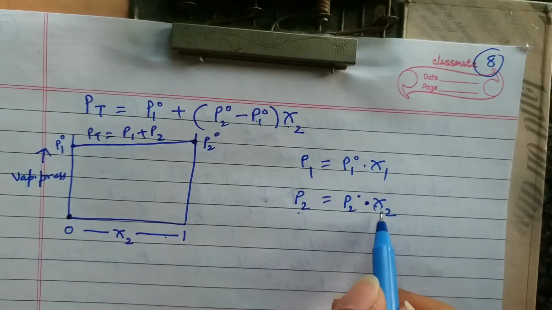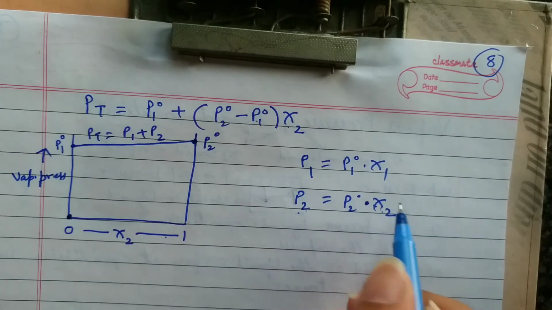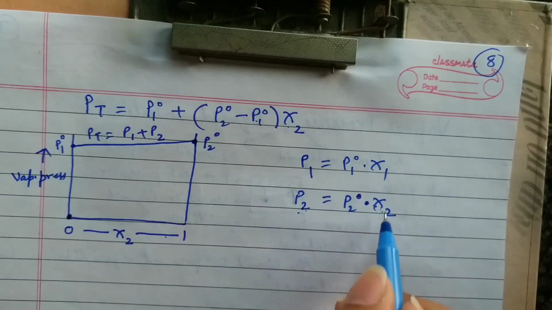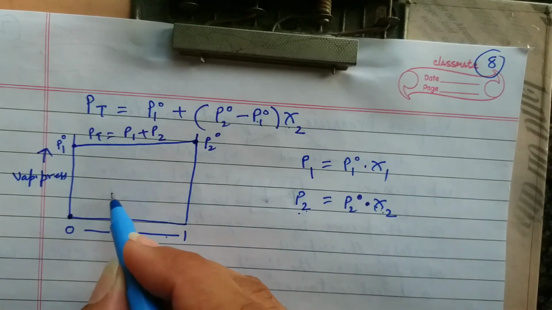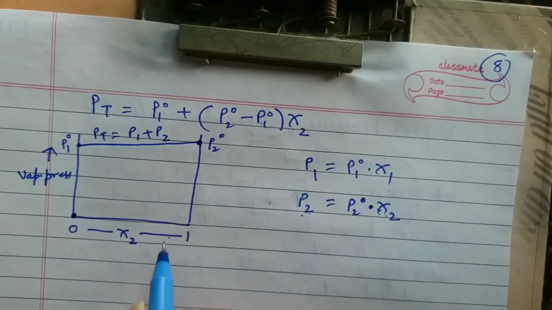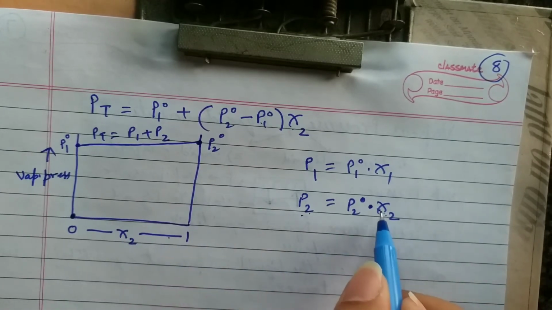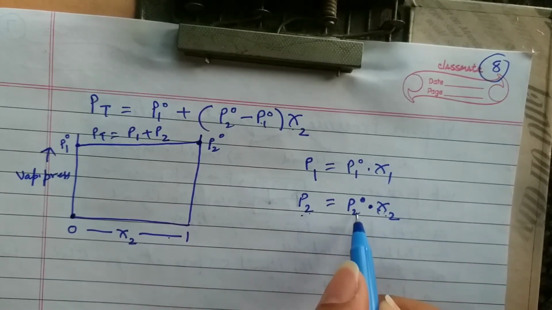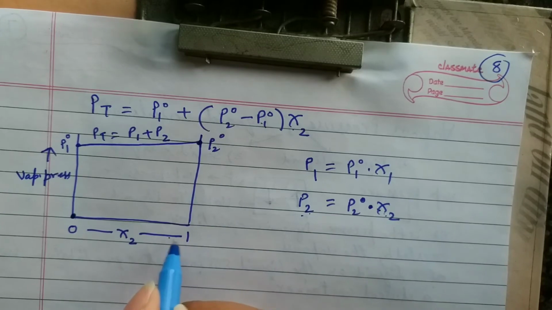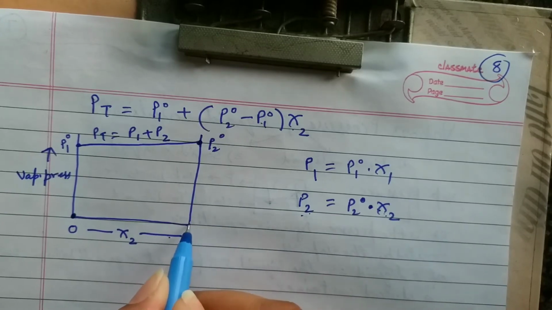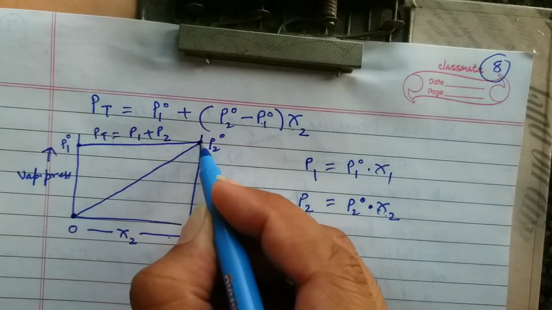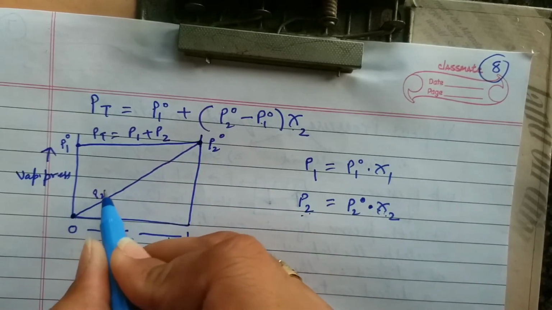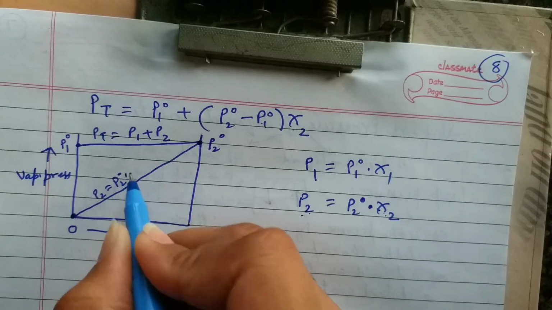Now as P2 and chi2 are directly proportional, as chi2 increases, P2 also increases. So the pressure is going to start to increase like this. And finally, when chi2 equals 1, P2 becomes equal to P2 naught. So when chi2 equals 1, which is this point, P2 will be equal to P2 naught. This is how the partial pressure of component 2, P2, which is equal to P2 naught into chi2, is going to vary.